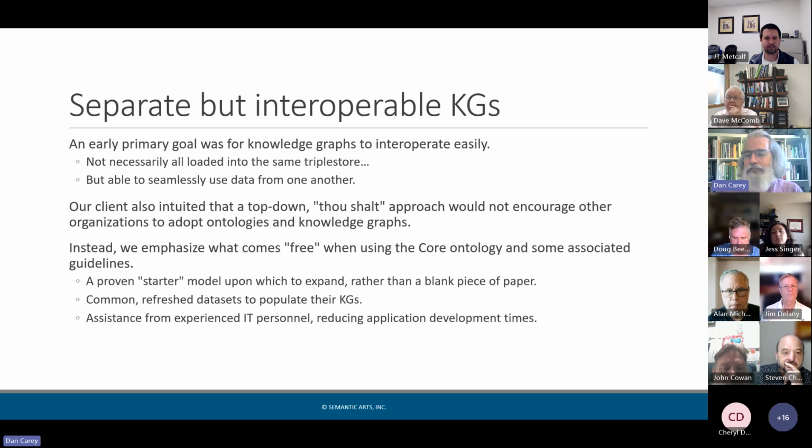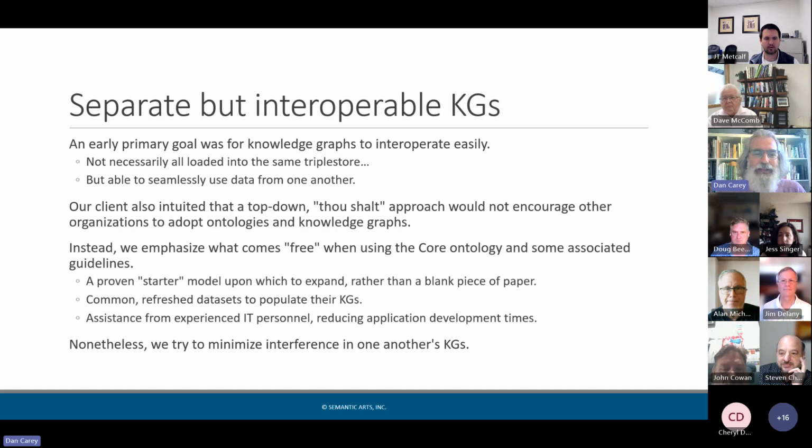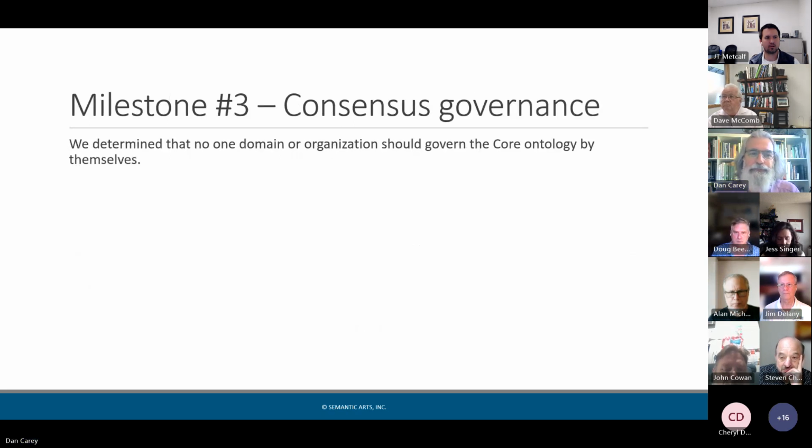So it's this nice soft sell, come along and play with us, we're having a great time, rather than the hard-ass approach that a lot of people would be drawn to from the beginning. But all that said, we do tell people that we're going to try and stay out of your sandbox as much as possible. We don't want to interfere with your knowledge graph, but we can provide input and guidance that should make things go smoother for you.